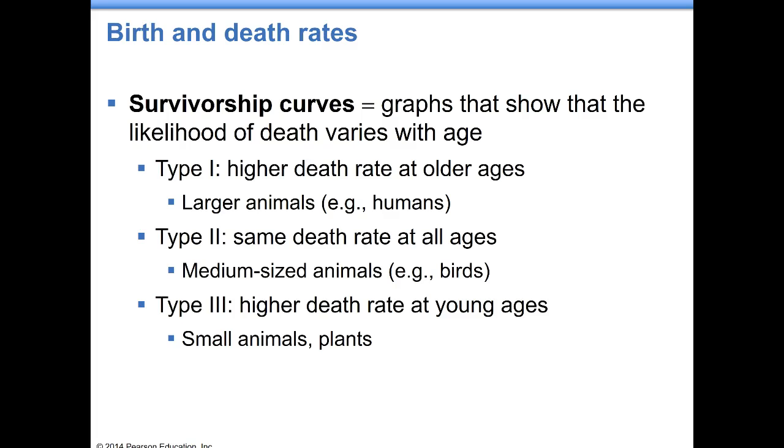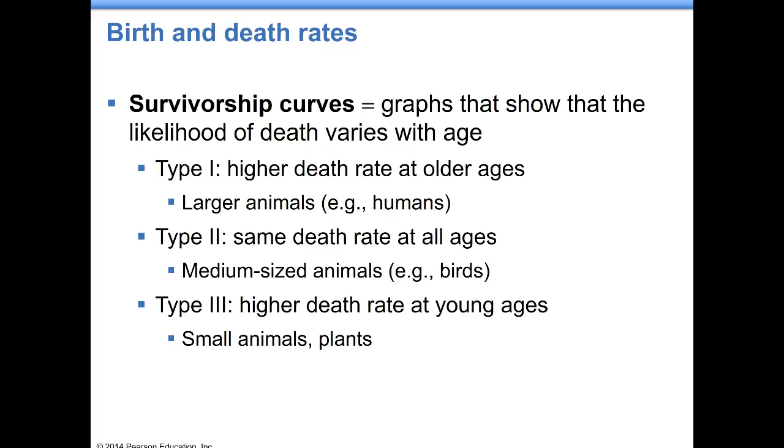So there are 3 types: type 1, type 2, and type 3. Type 1 has a higher death rate at older ages, so that enables the organisms to grow to a ripe old age before they die. Humans are a good example of this, and typically larger animals have longer lengths of time that they survive. Type 2 is going to be the same death rate at all ages, so it's steady. This is going to affect medium-sized animals, and it will include some birds.